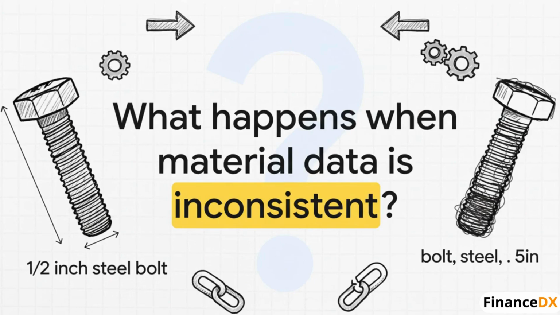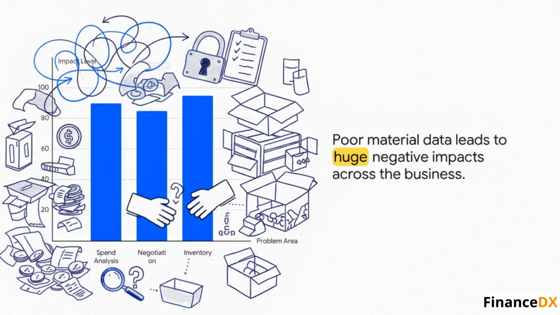Let's just pause on that for a second. What really happens when one person in your company calls something a half-inch steel bolt and someone else calls it a bolt steel 0.5 inch? What's the big deal? Well, the big deal is huge. This chart says it all. You literally can't analyze what you're spending because you can't group the same items together. You can't go to your suppliers and negotiate a better deal because you have no idea what your total volume is. And forget about trusting your inventory numbers.